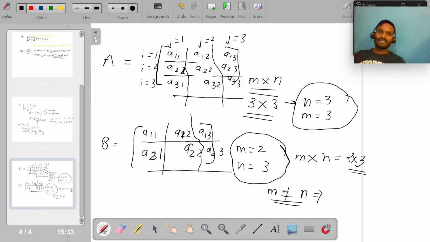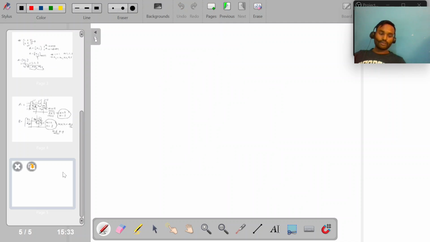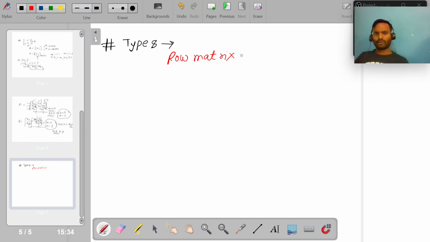Now we will study some types of matrices. We have studied two types of matrix so far: first the square matrix, and second the RC matrix, the rectangular matrix. If we categorize matrices further, first is the row matrix.